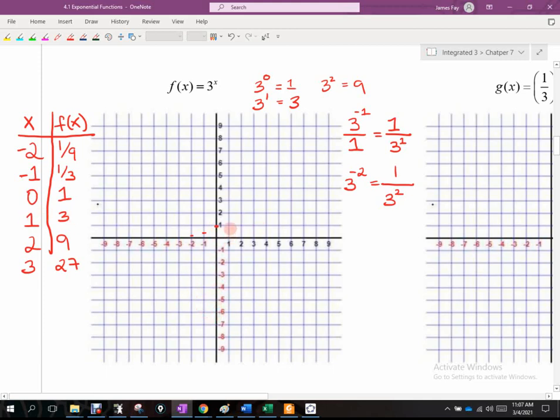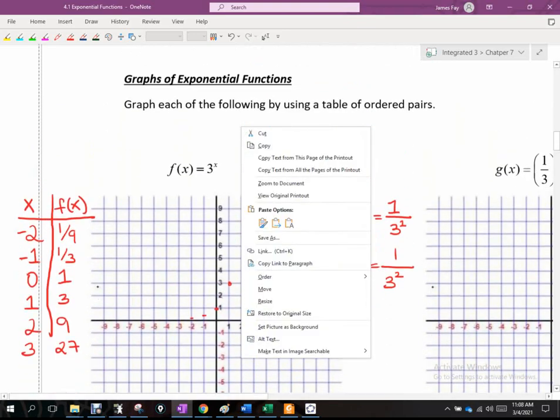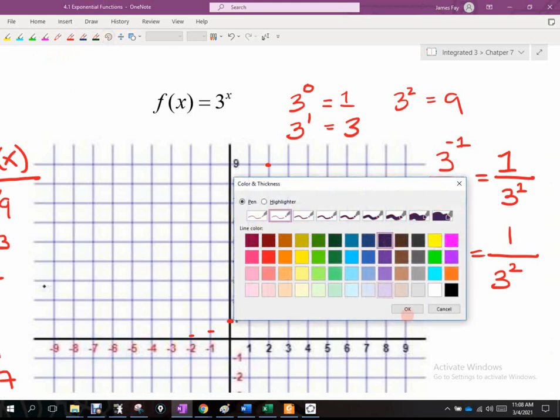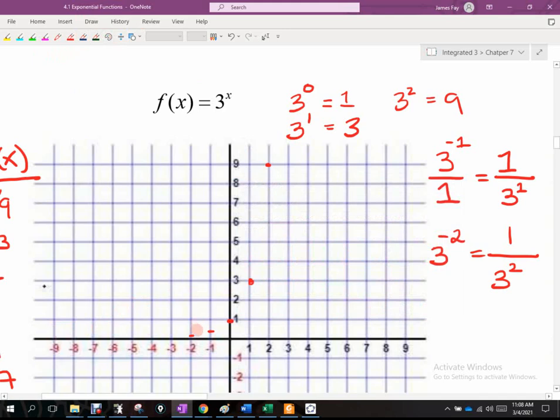1, 3, again, easy. Right there. And then 2, 9 up there. And just like what we've always done in Algebra 1, 8th grade math, whatever it may be, I now connect those, right? The smooth curve. So that's what our exponential graph for 3^x looks like.